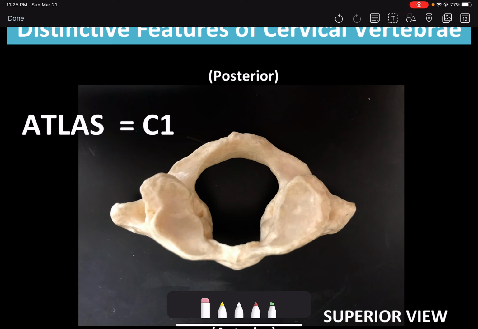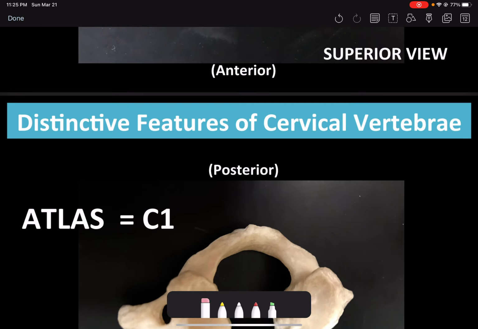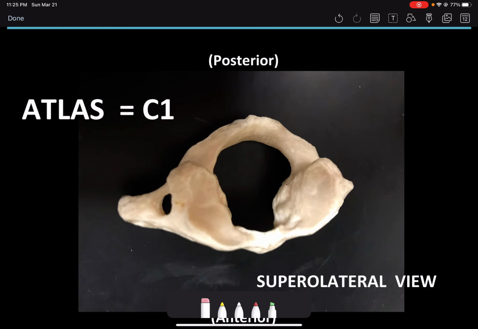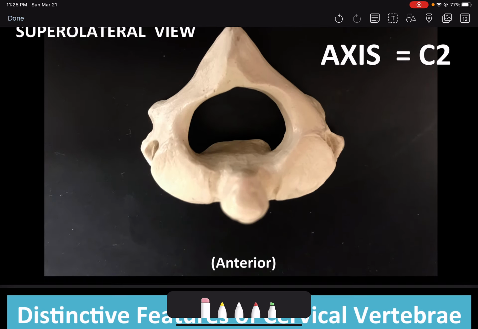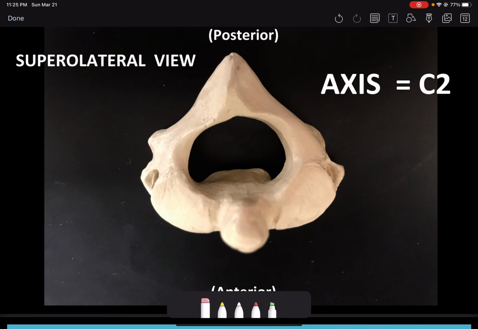So our superior most vertebra of the entire vertebral column, also our superior most cervical vertebra, is going to be atlas, otherwise known as C1. Atlas is going to be holding up the load of the skull directly. Here's a lateral view of atlas, and then here we have a lateral view from the other aspect. Right here we have axis. This is C2. This is the vertebra that's just below atlas.